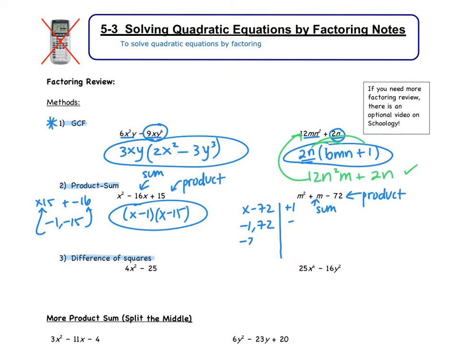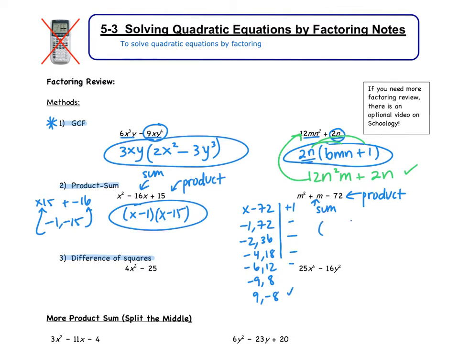We have negative 2 and positive 36. Again, that's not it. We have 4 and 18. We have 6 and 12. None of these add to 1 yet. We have 9 and 8. Negative 9 and negative 8 will give us negative 1. But if we do 9 and negative 8, we get that positive 1.